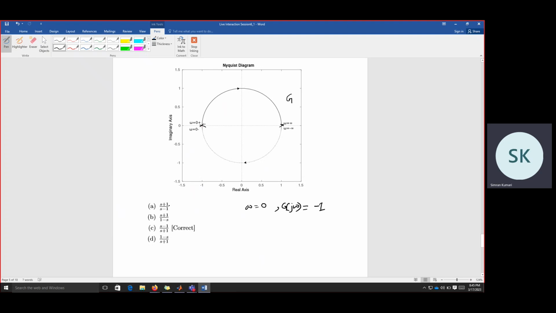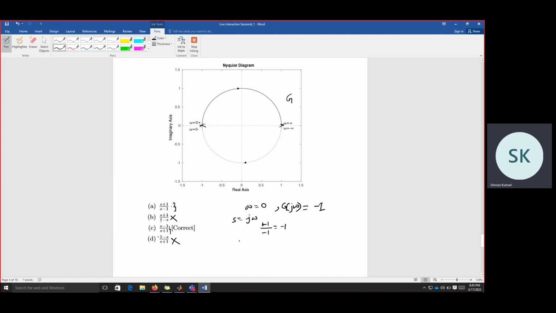So let us find which one satisfies this. If we put s equal to j omega, we will find G of j omega. As omega tends to 0, this gives plus 1 by minus 1, so this will be minus 1. Obviously this one is satisfying. For this one it is 1 by 1, so this will not satisfy because this is plus 1. This one is also satisfying, but for this one it is 1 by 1, so this is not satisfying. So at least we have two options, which are A and C.